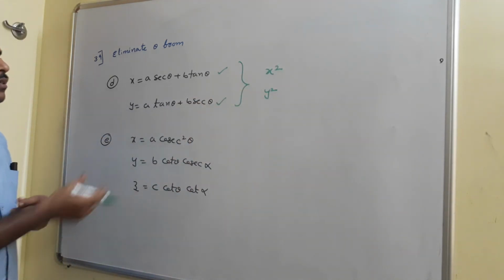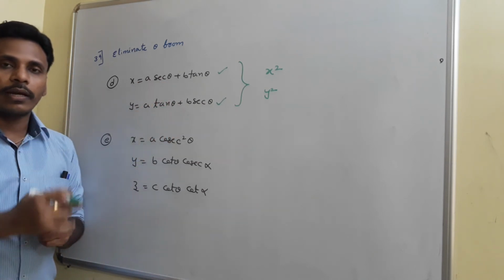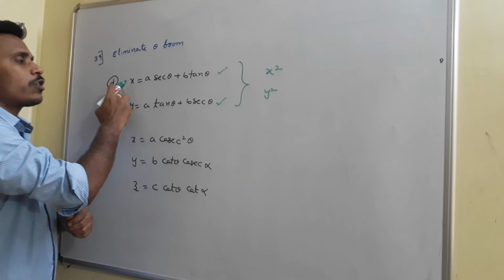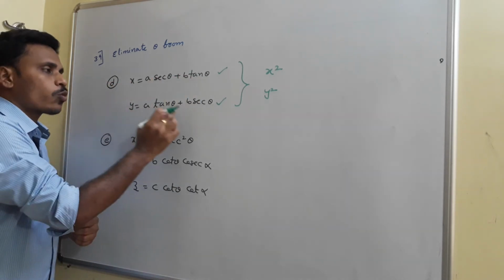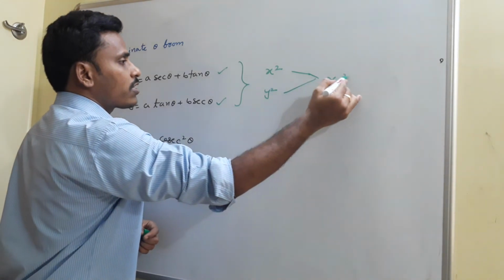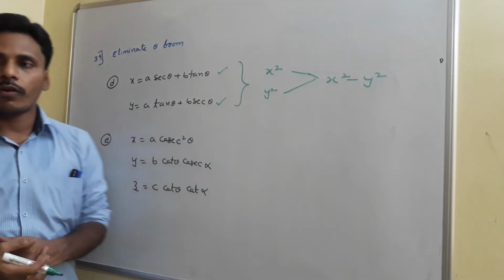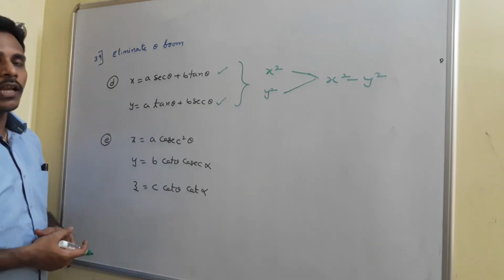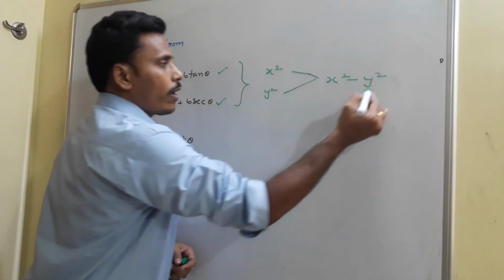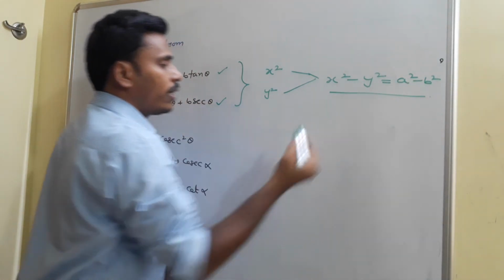Right, look there. Here a plus term is there, here a plus term is there. And we know that secant square theta minus tan square theta is 1. So just square it on both sides. Here also square it on both sides. And after having x square and y square, you just subtract y square from x square. And if you subtract it, then automatically you will get x square minus y square is equal to a square minus b square, and that's your answer.